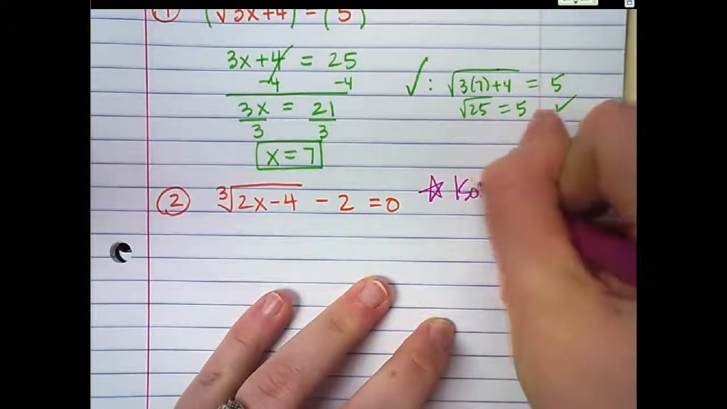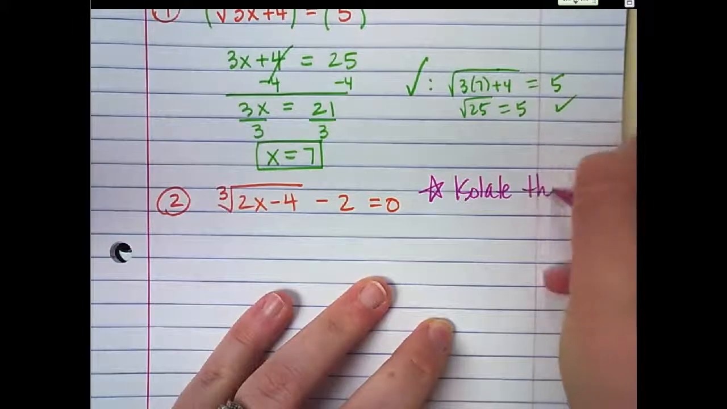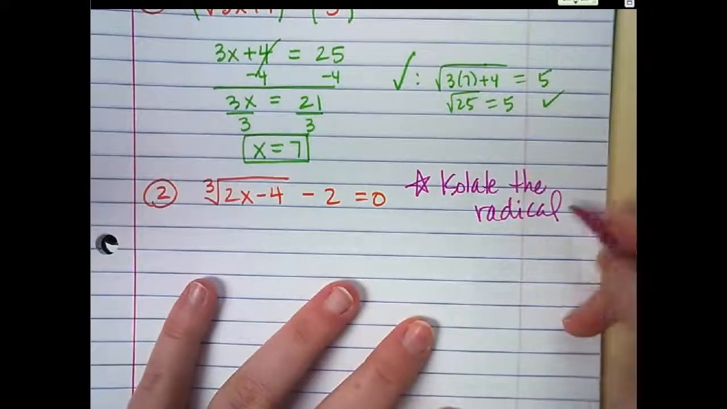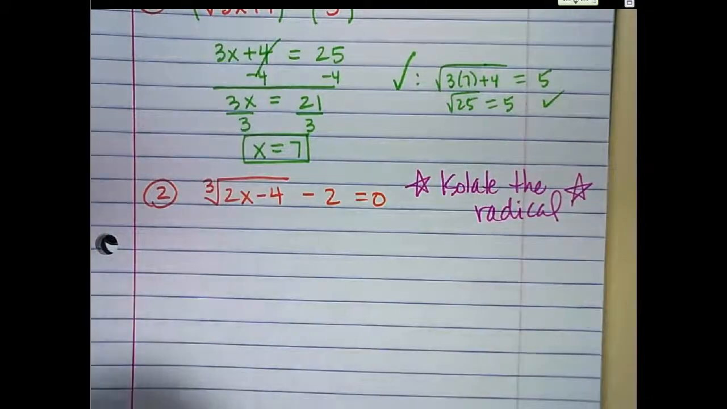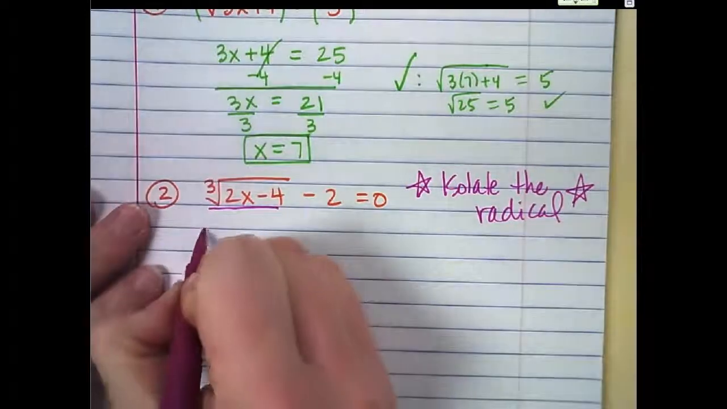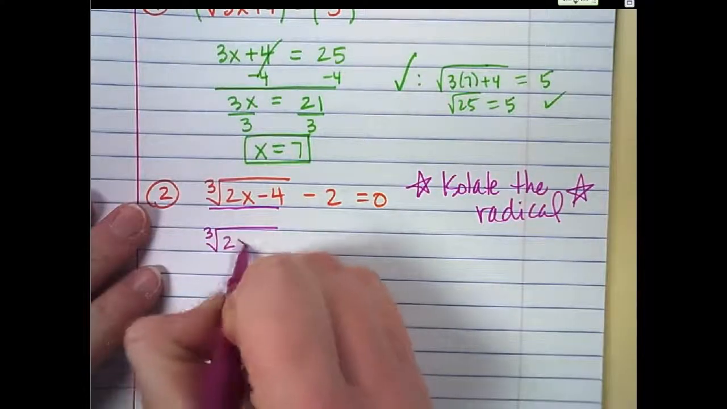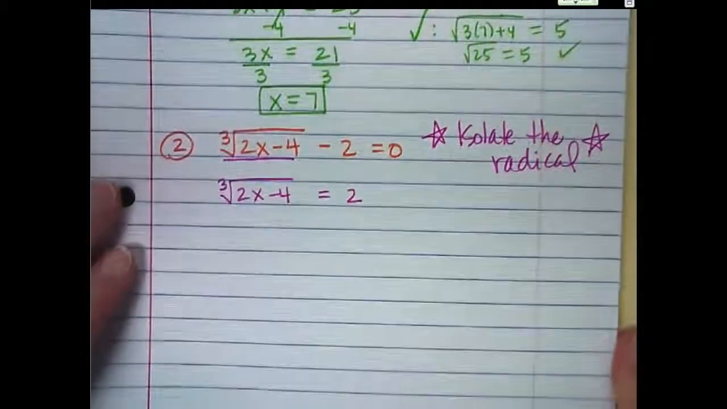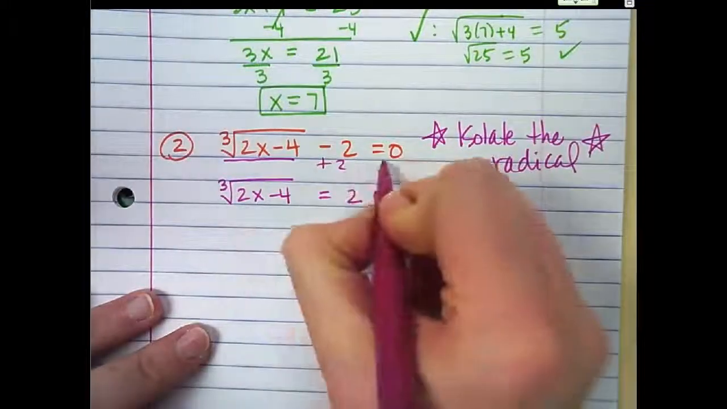So I'm going to isolate the radical. How would I get this by itself? Yeah, just add 2 over. So cube root 2x minus 4 equals 2. Just move the 2 over.